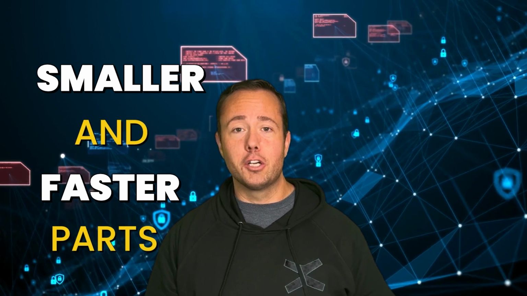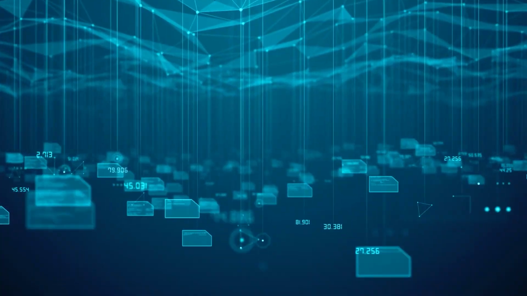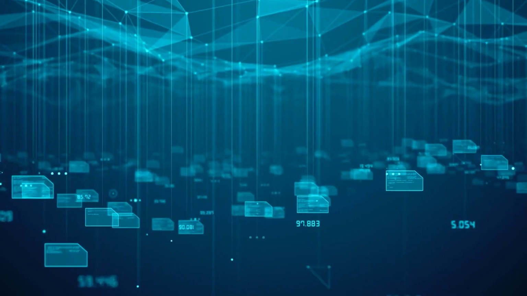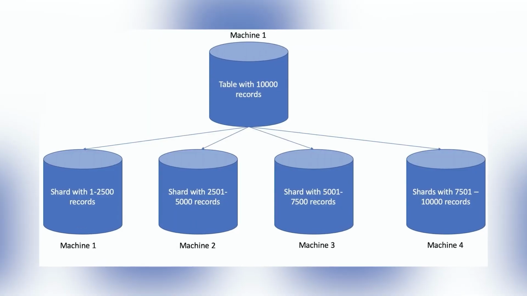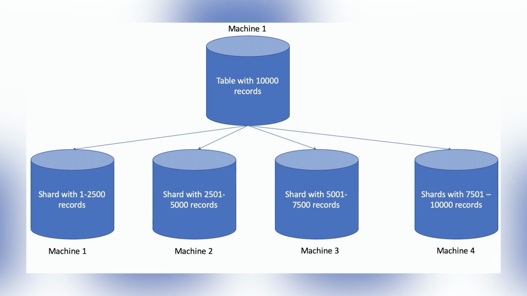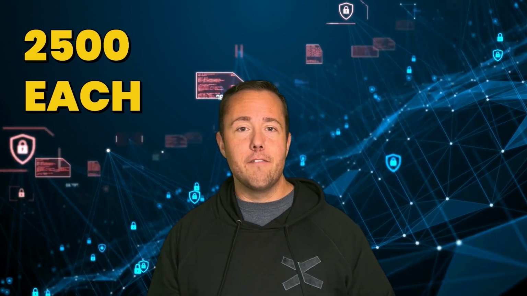So to begin, we need to understand what sharding is. And the word shard means a small part of a whole, and was first introduced as a way to break up databases into smaller and faster parts. Now imagine you have a database with 10,000 files. That's a lot of data taxing the system. So let's go ahead and break it up into 4 different databases or shards of 2,500 each.